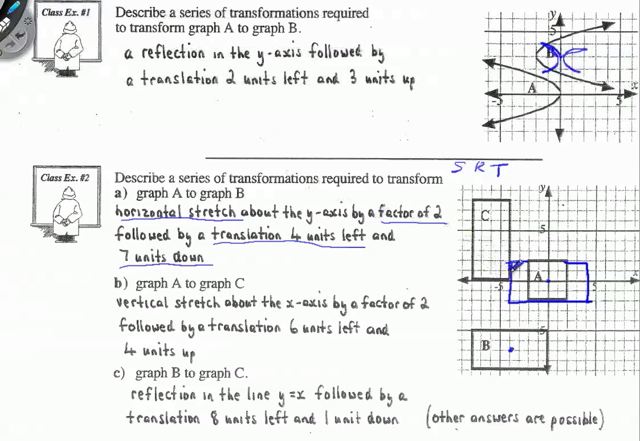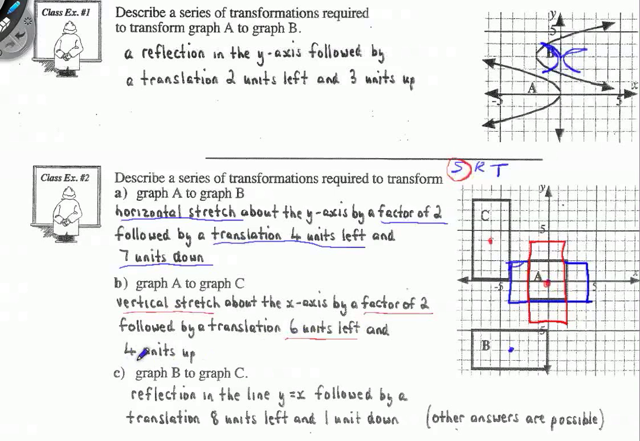So, if we are stretching to make C, I think we have to stretch vertically and by a factor of 2. And look what's happened to the center. It starts here, ends up here. So once we've done the stretch, which is the first thing we need to do, a vertical stretch by a factor of 2, then we can do the translations in either order. We can move left by 6 and up by 4.